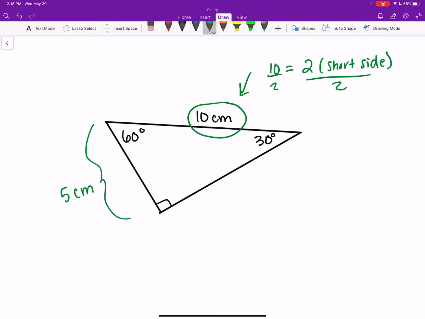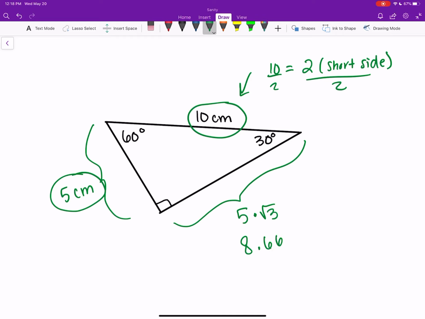Okay, and then to find the other leg, I know I have my shortest side of 5 centimeters. I just have to multiply my 5 centimeters by the square root of 3, so this other side would be 5 times square root of 3, and I evaluated that in my calculator: 8.66. All right, not too bad. Let's do another one.